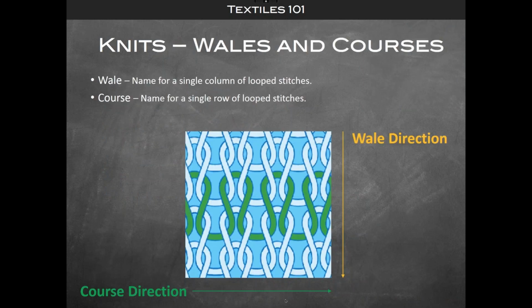In woven fabrics, we have ends and picks. In knitted fabrics, we have wales and courses. A wale is the term for a single column of loop stitches, and courses is how we would describe a single row of loop stitches. So we would have WPI, or wales per inch, or CPI, which would describe the courses per inch.